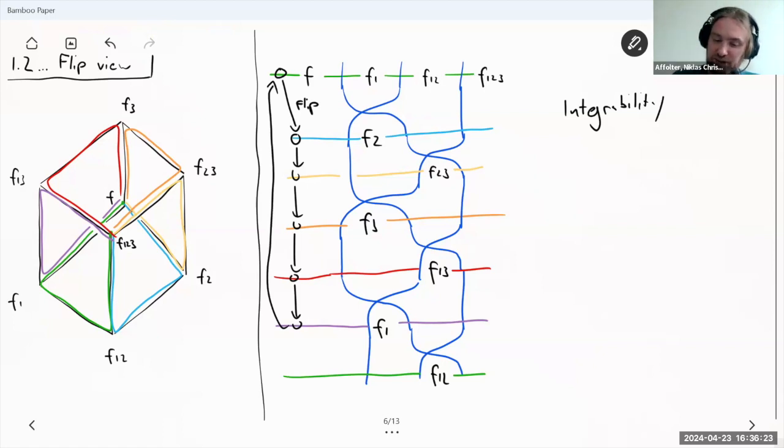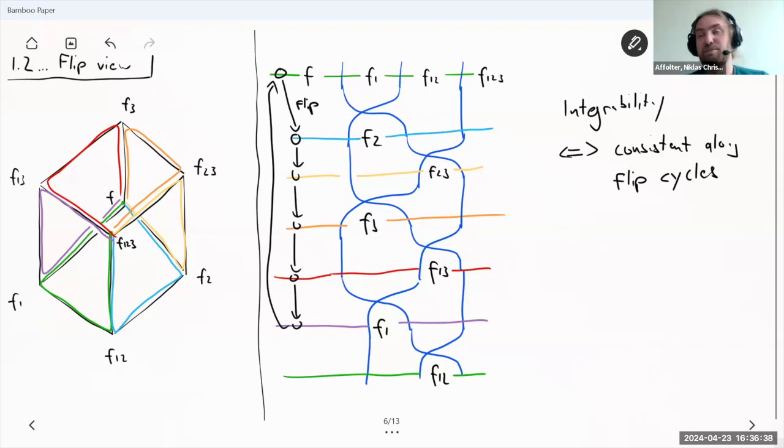So it means it's consistent along flip cycles. This is really what we're testing. And of course, maybe you've seen this blue diagram before, right? It's the braid relations. So really 2D consistency is very closely related to that. Right, question to that.